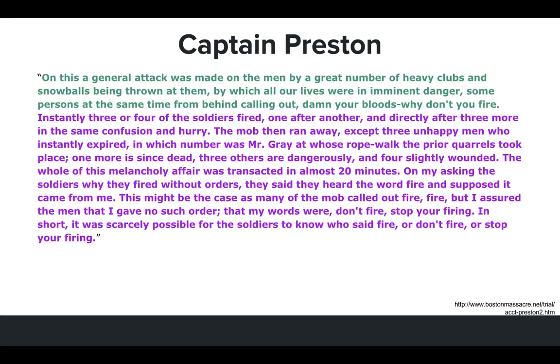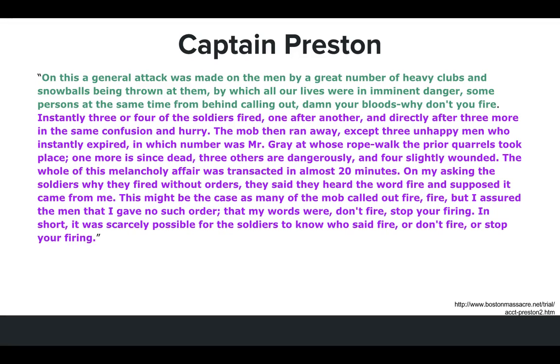And down the bottom it says, this might be the case as many of the mob called out fire, fire, but I assured the men that I gave no such order, that my words were, don't fire, stop your firing. In short, it was scarcely possible for the soldiers to know who said fire or don't fire or stop your firing. So he's not saying that what happened was a good thing.